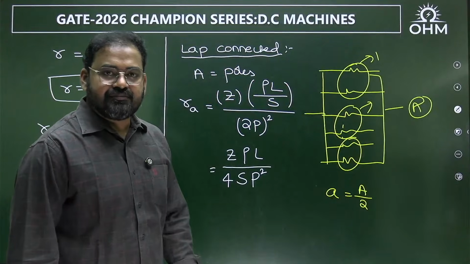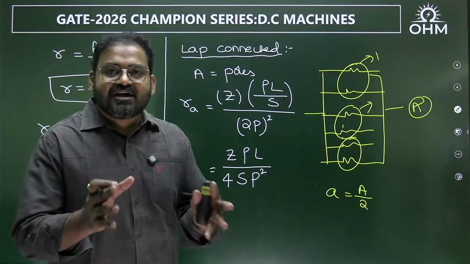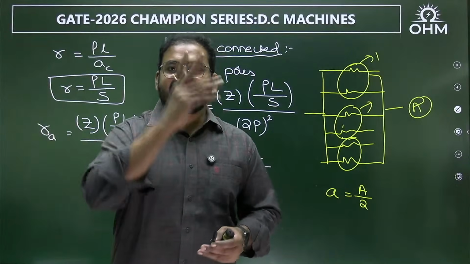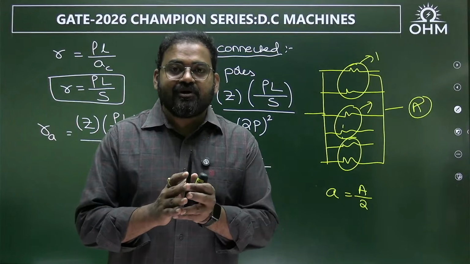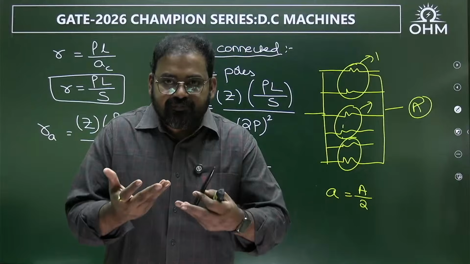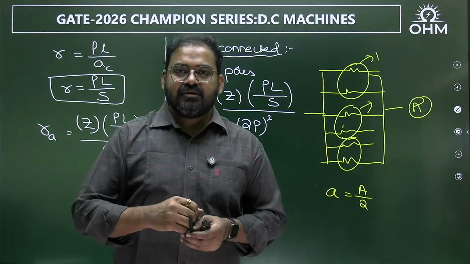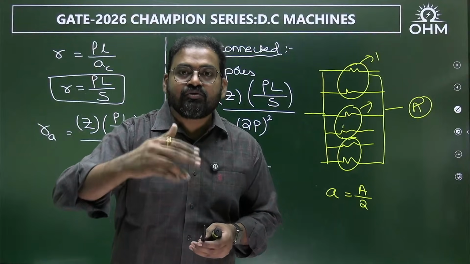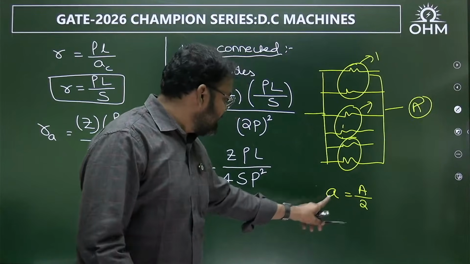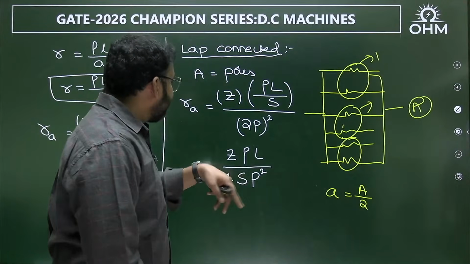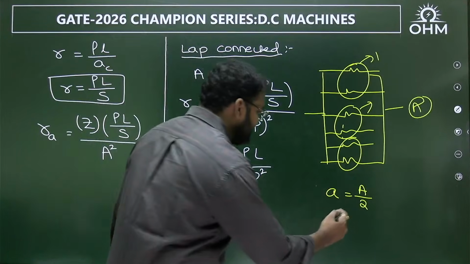Correct or not? Are you understanding? This is where the confusion is in the question. If it is a regular question, they will use the number of parallel paths only, but they are not using the term parallel paths. They are using pair of parallel paths. That means 2 parallel paths equal 1 pair. Then A parallel paths equal A by 2 pairs. Therefore, small a is equal to A by 2. Already, what is A? Is it not the number of parallel paths equal to 2P?